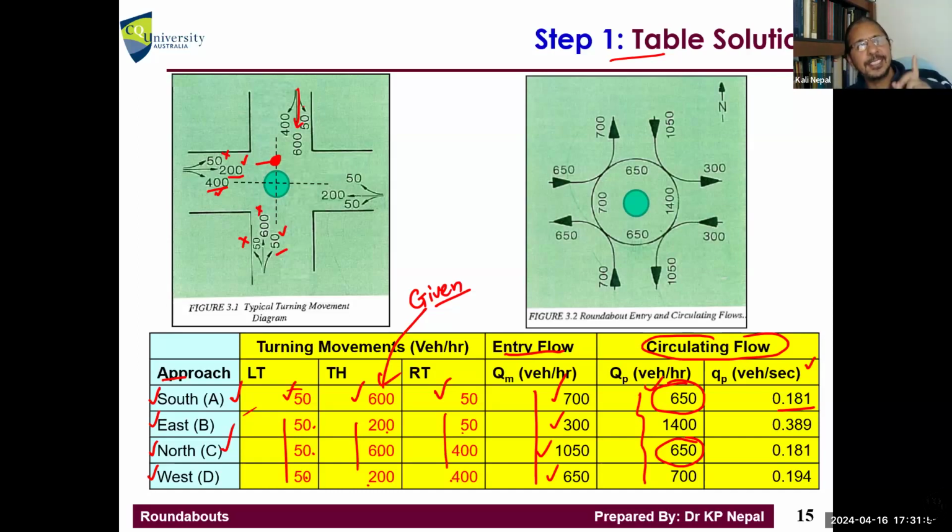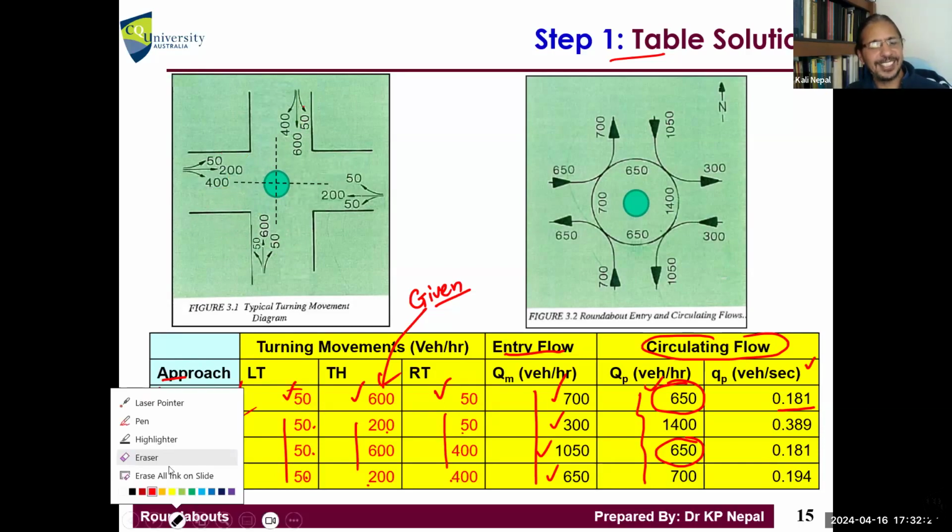So the first thing is you need to calculate the circulating flow. Circulating flow is equivalent to conflicting flow in our unsignalized intersection. Exactly the same. Who they need to give way to. You think you can do it? Or do you want one more explanation for another approach? Looks good? I'm not sure, right? Let's do the west now then, just to show you.